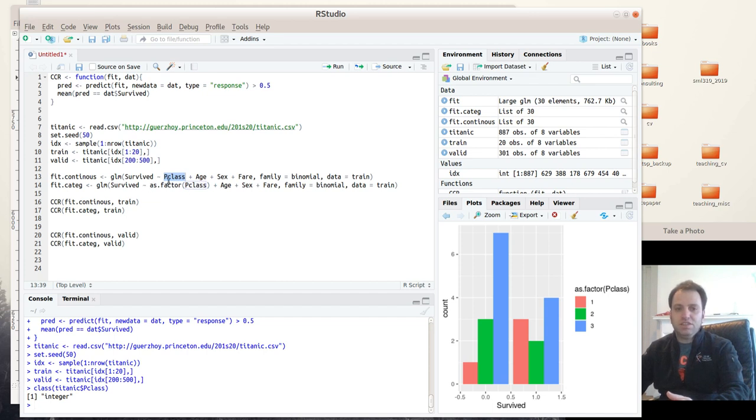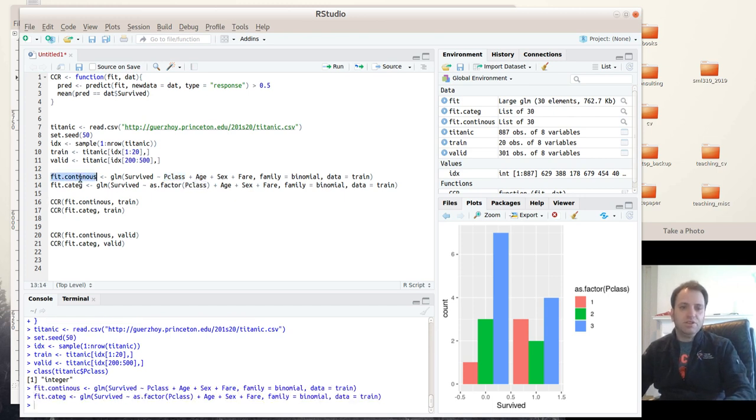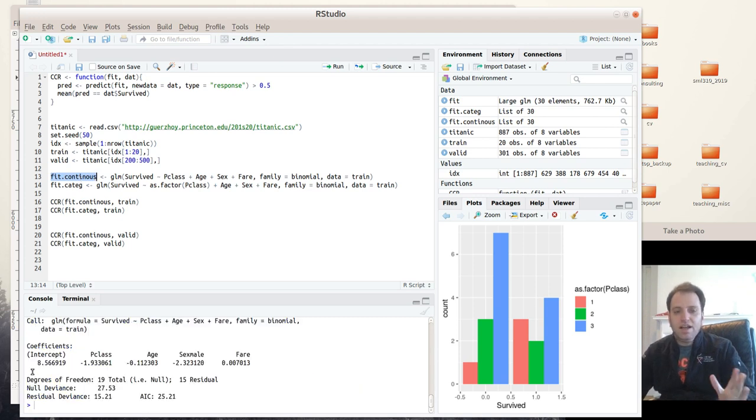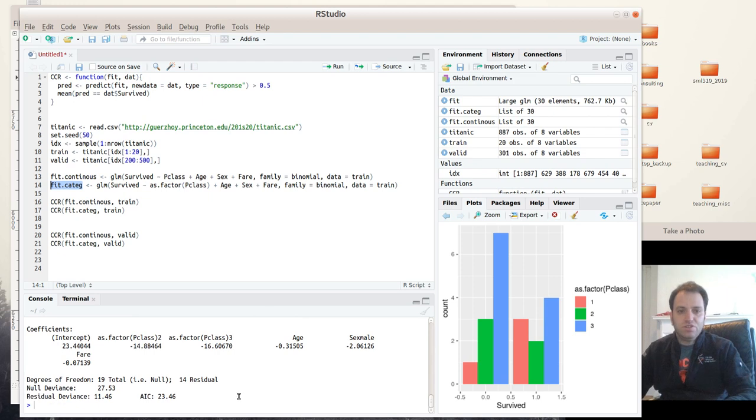So here, if we explicitly convert to factor, then R will treat it as categorical. We can also, after we fit the model, see what happens. If I display fit continuous, I see that the way I'm predicting the probability is logistic of this minus this much times class, so that means P class is treated as continuous, like a number. But if I display fit categ, because I converted it to factor, you see that the way it will predict is logistic of this, and then if it's class 2, then minus this much, and if it's class 3, then minus this much, and so on.